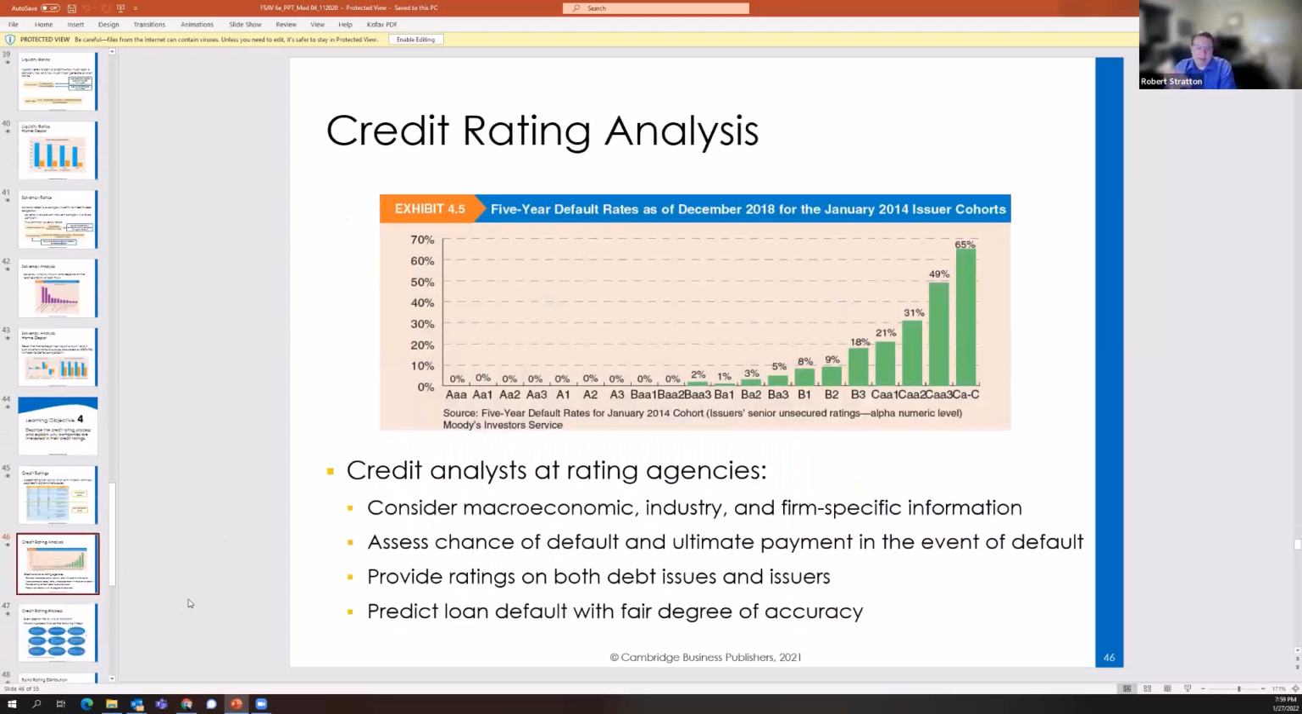Why is that? Well, here's the data. The likelihood of default for investment grade is very low, in fact 0% for almost all of the investment grade. Once you get to non-investment grade, the likelihood of default goes way up. So these are for people who like a lot of risk.